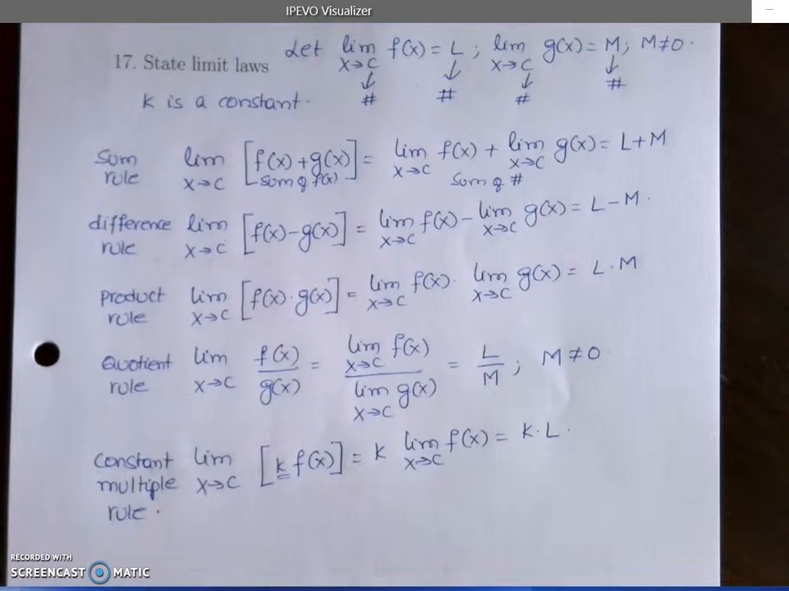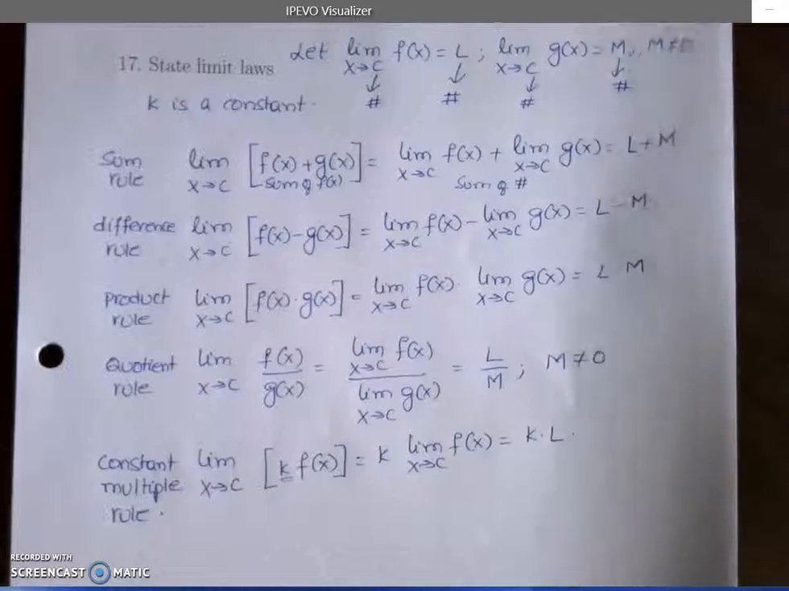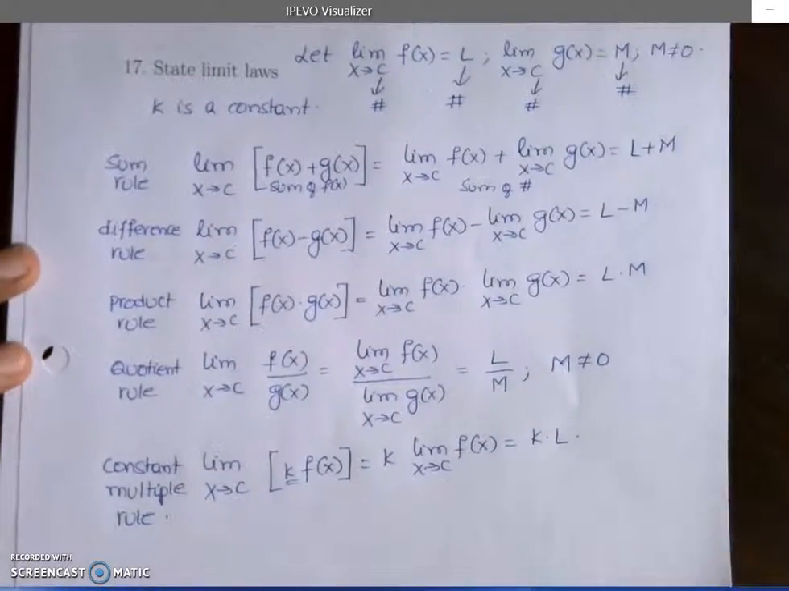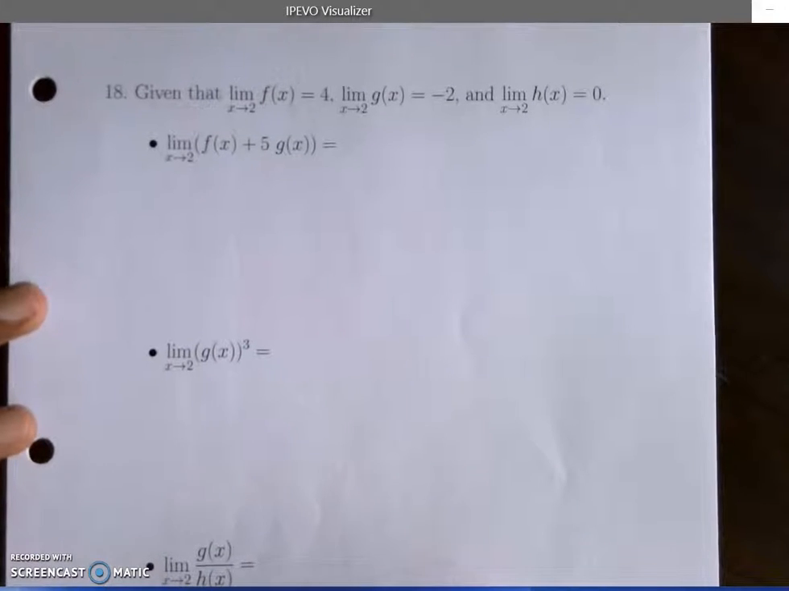So that's a major difference. I don't know whether most of you would observe this or not, but that's a very big difference. Now let's go ahead and do some problems involving the limits.